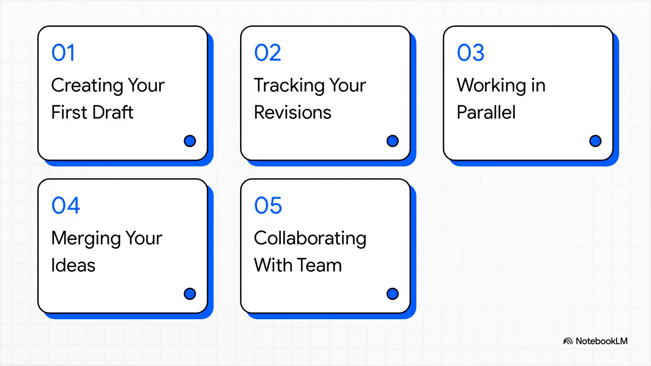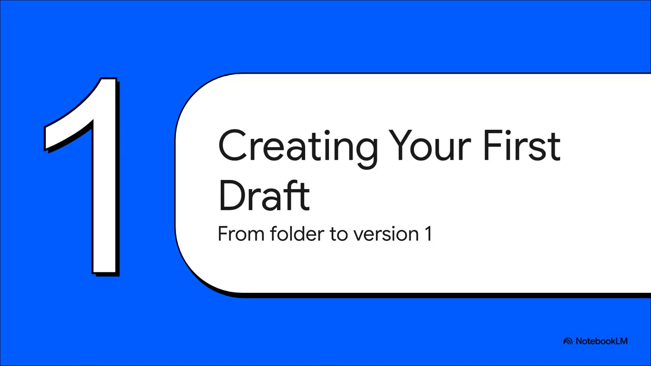So here's the game plan. We're going to start with creating your first draft, then look at tracking revisions. After that, we'll get into working in parallel, merging your ideas, and finally, collaborating with your team. It's a really logical path to finally getting a solid grip on Git. All right, section 1, creating your first draft. Going from a totally empty folder to version 1.